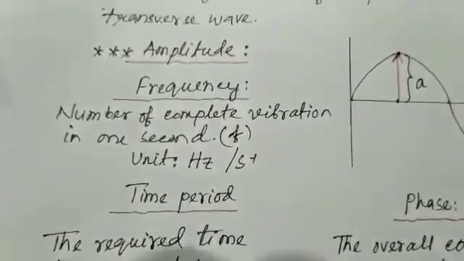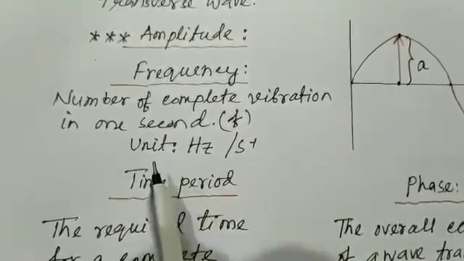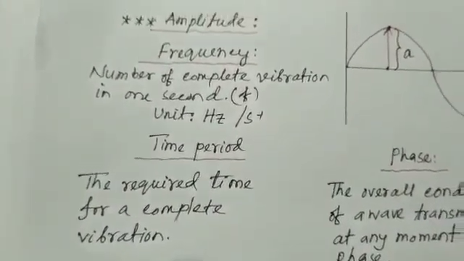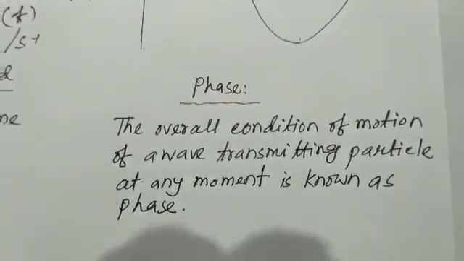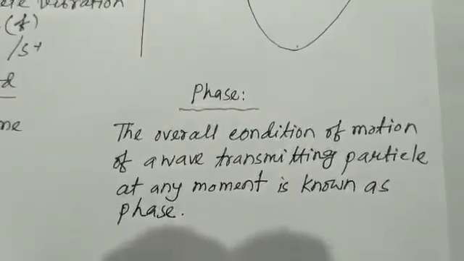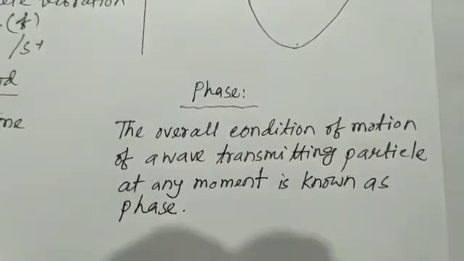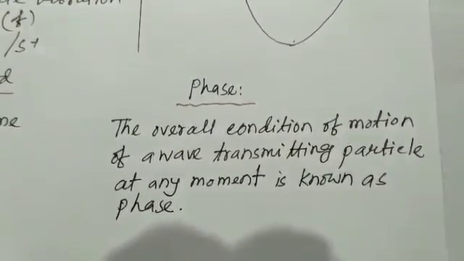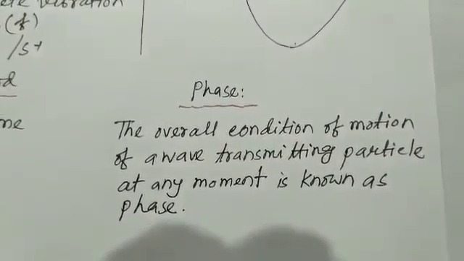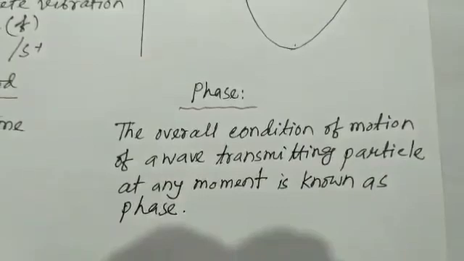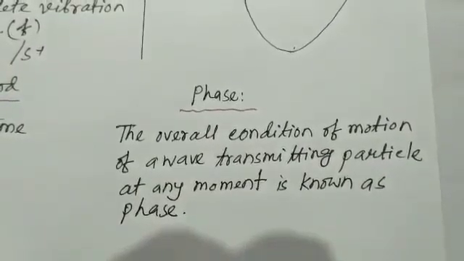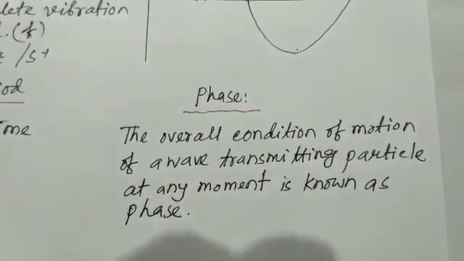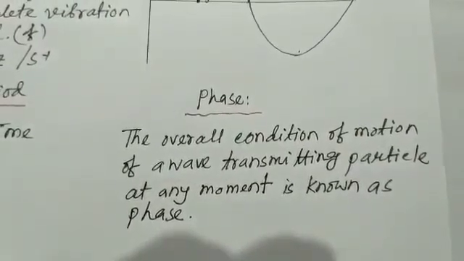As you can see, the unit of frequency is Hertz, and the unit of time period is second. We must talk about the phase. What is phase? The overall condition of motion of a wave transmitting particle at any moment is known as the phase. What does overall condition mean? Overall condition means the displacement, the acceleration, and the velocity of a wave making particle at any moment is called the phase.